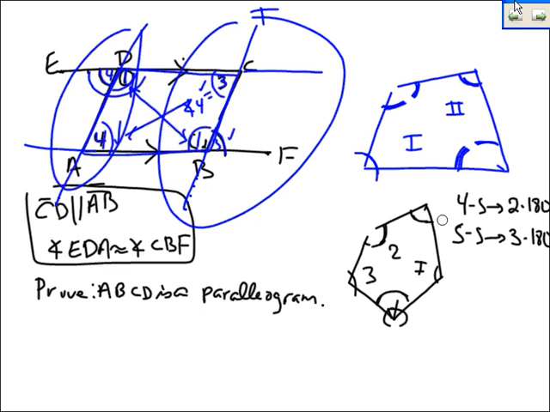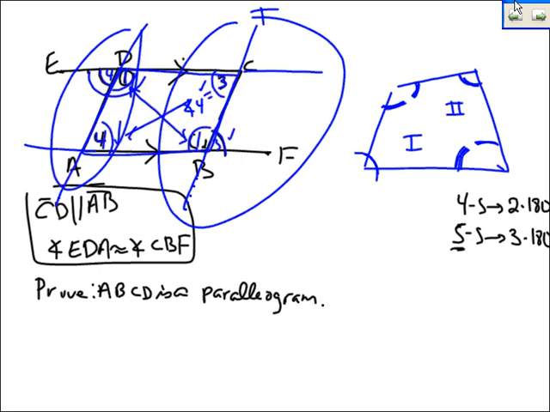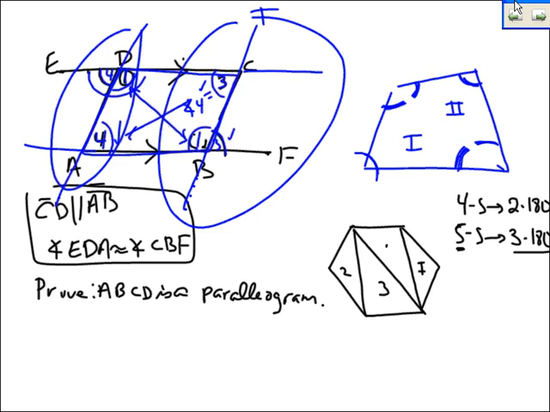This is always true. However many sides you have, take away 2. 5 minus 2 is 3. You'll have 3 triangles, or 3 times 180. If you have a 6-sided figure, it doesn't matter. 1, 2, 3, 4, 5, 6. 1 triangle, 2 triangles, 3, and 4. You have 4 triangles. A 6-sided figure will have 4 times 180 degrees.